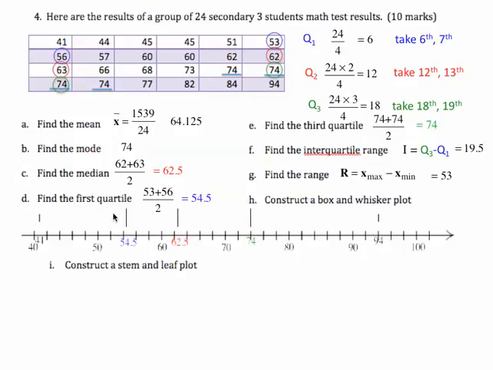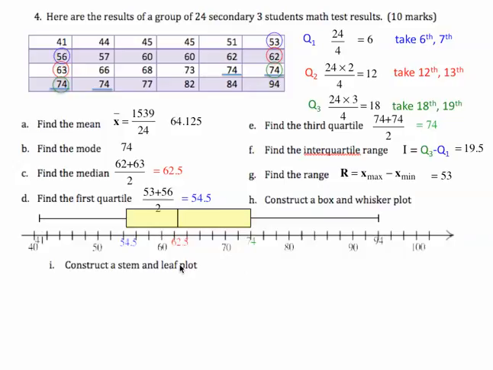I make my little hinges on each of the quartiles: 54.5, 62.5 is my second quartile, and my third quartile, 74. I put the little ends of the whiskers at the x min, which is 41, and the other end of the whisker at the x max, which is 94. Then I draw my lines. This is the whisker, from where the x min is all the way up to the first quartile. Draw the other whisker from the third quartile all the way up to the x max. Then I just complete the box. If you like, you can color it in.